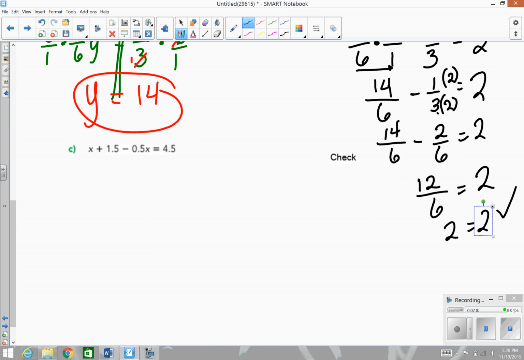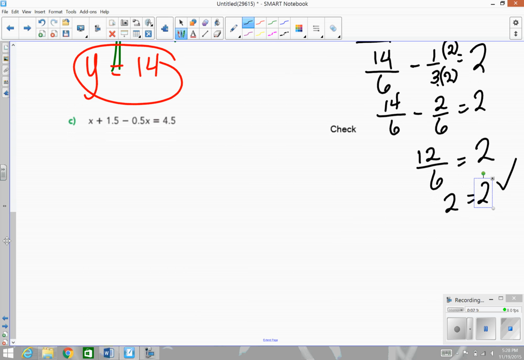Notice how sometimes the check is more work than actually solving. But it's worth it because you know you did it right. You're guaranteeing yourself 100. Finish that up, jot down any questions you have, and then continue with me.